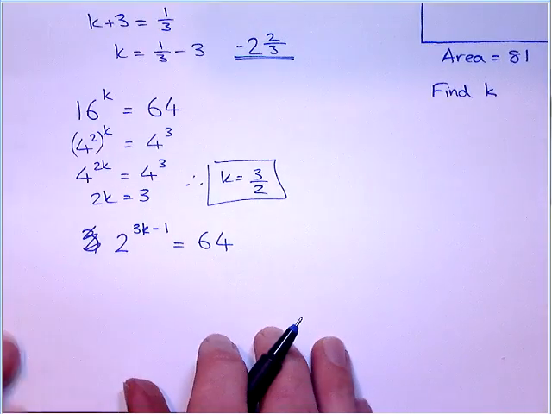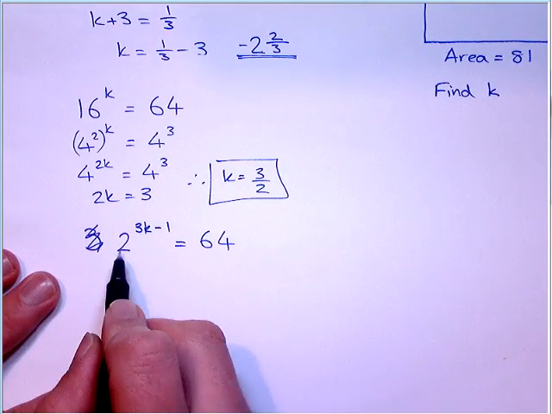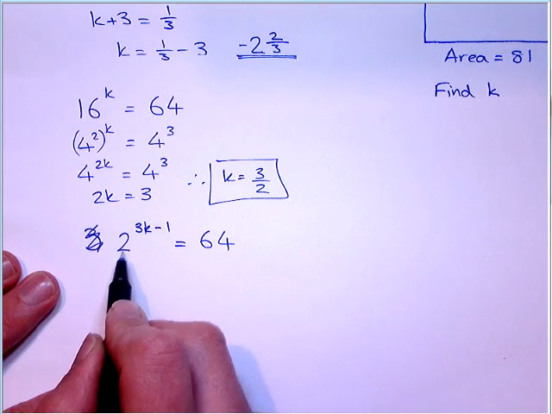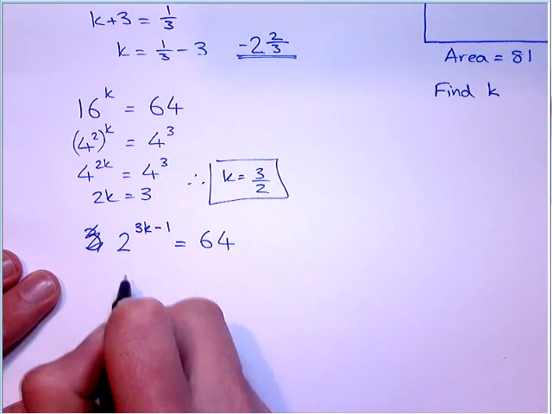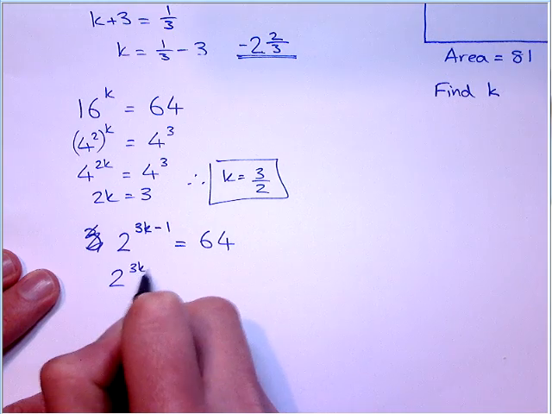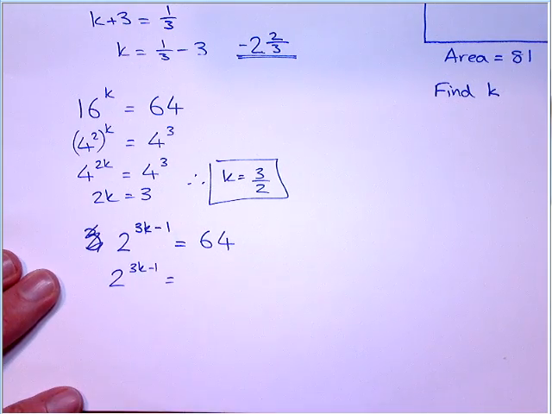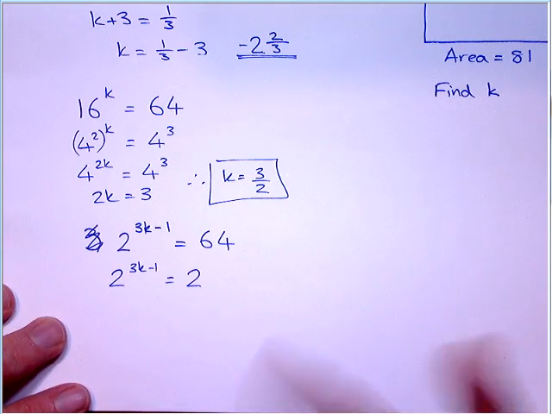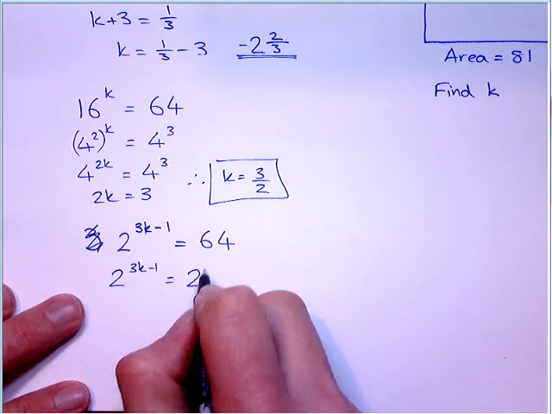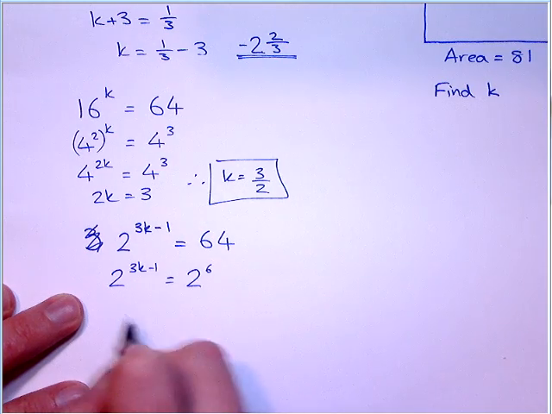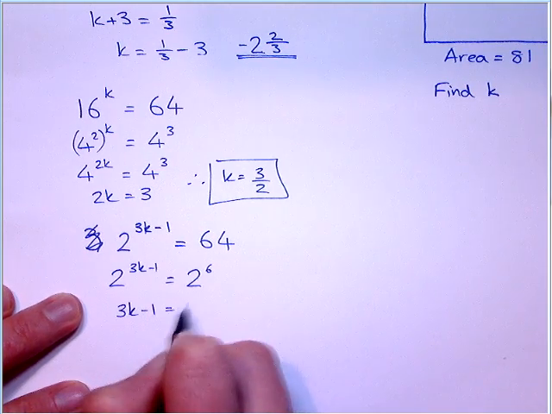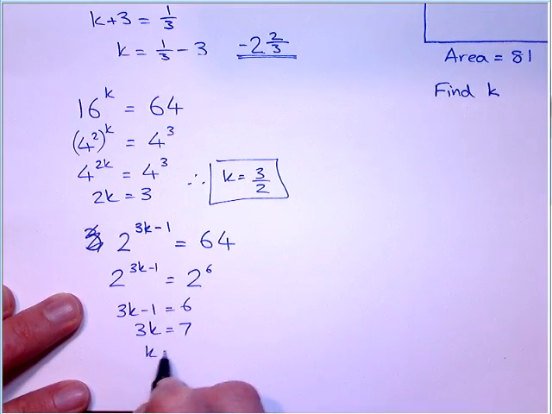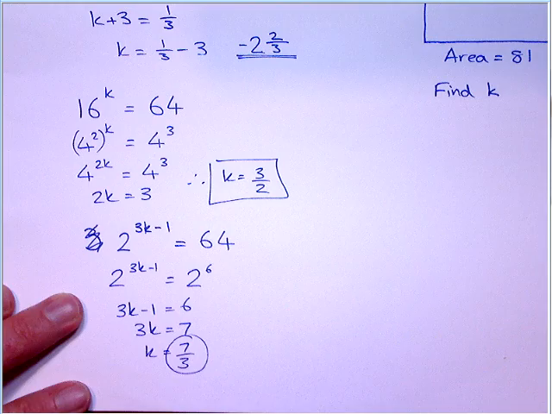Now, same here, but this one's a little bit easier because we're told that 2, and that's the lowest any base value can really go. So what is this to the power of 2? Anything like this, you've got to be thinking indices. So 2 times 2 is 4, 8, 16, 32, so I know that is 2 to the power of 6, and therefore 3k take away 1 is 6, 3k must be therefore 7, and k is 7 over 3.